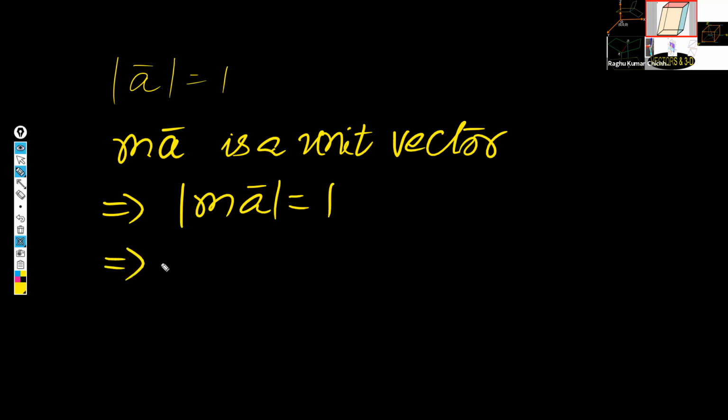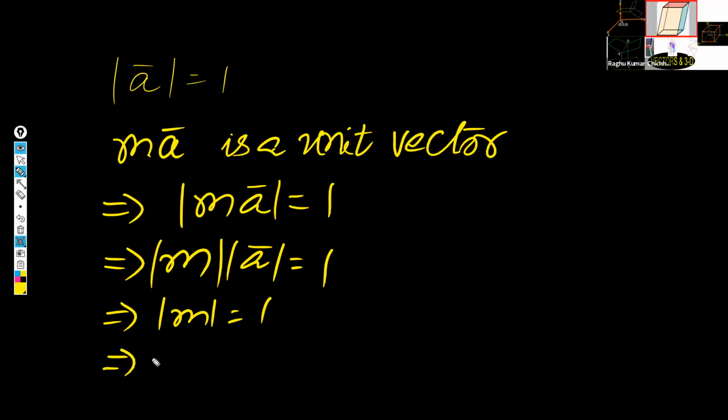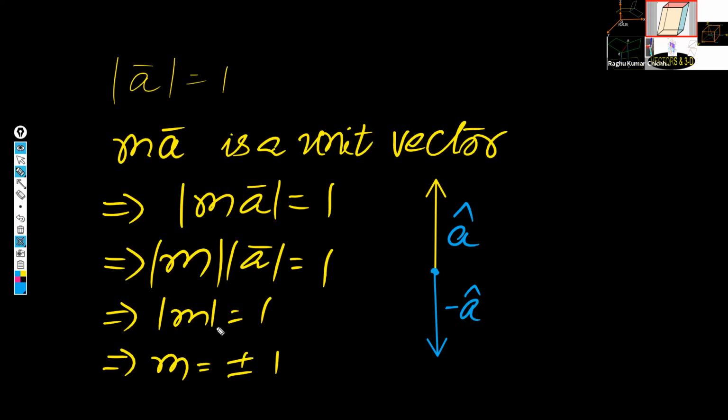Then bring M out. Mod M into mod A is equal to 1. What is mod A? 1. Mod M also is 1. So M must be equal to plus or minus 1. Why should we write plus or minus 1 here? One is in the upward direction, the other is in the downward direction. Upward direction is generally taken to be positive, and the downward direction is taken to be negative. If I say upward is A cap, then downward is minus A cap. Both are unit vectors only, but they are opposite in direction. That is the reason why you get plus or minus 1.